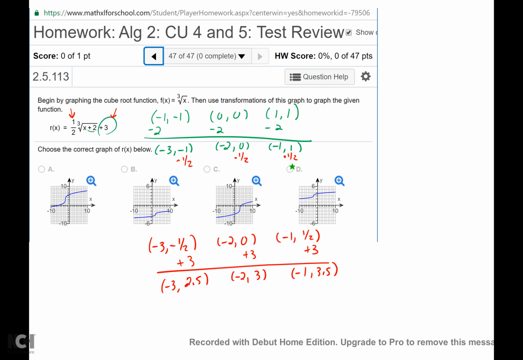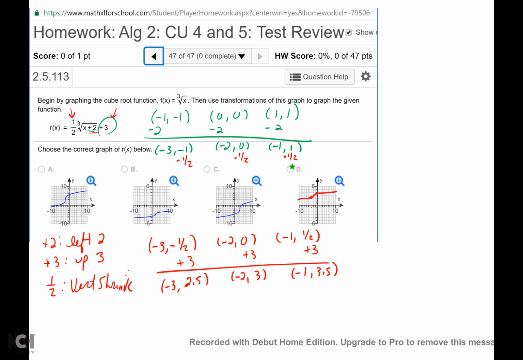So if I graph those ordered pairs, -3, can't hardly tell, 2.5, -2, 3, -1, 3.5. And there's your S. The other way, again, guys, if you look at this, the +2 means it's going to go left 2. The +3 means it's going to go up 3. And the 1/2 is going to be a vertical shrink, which means it's going to flatten it out.